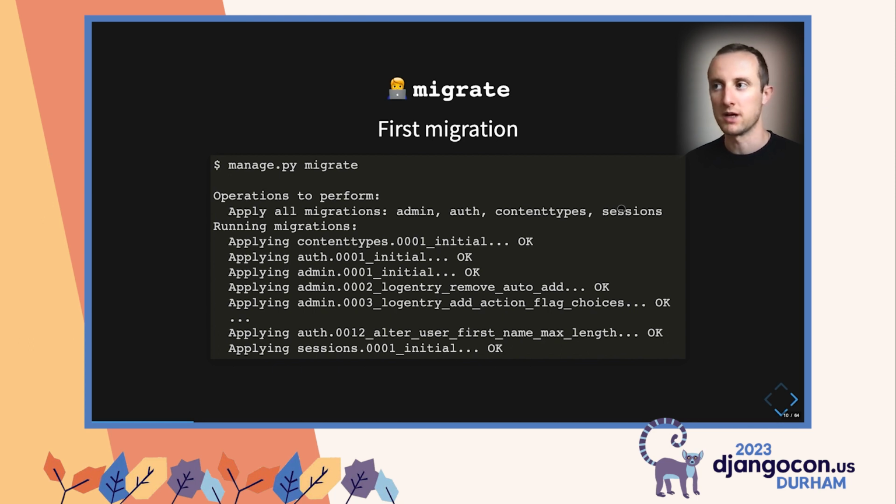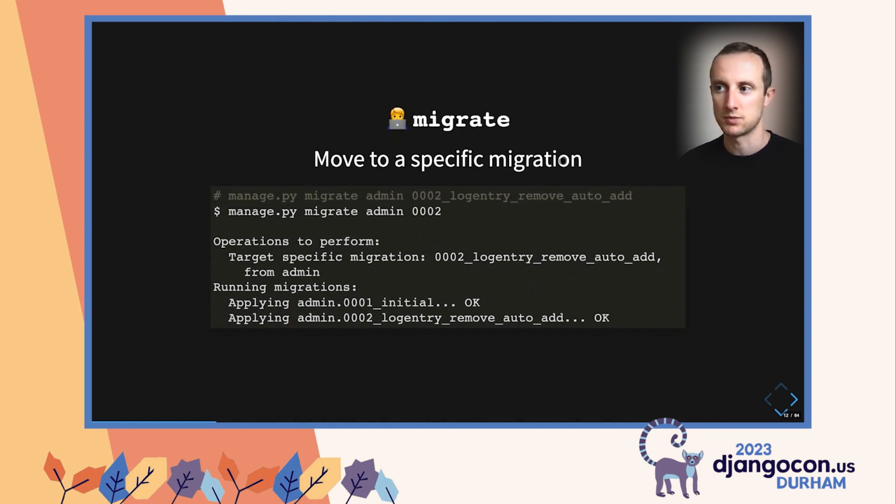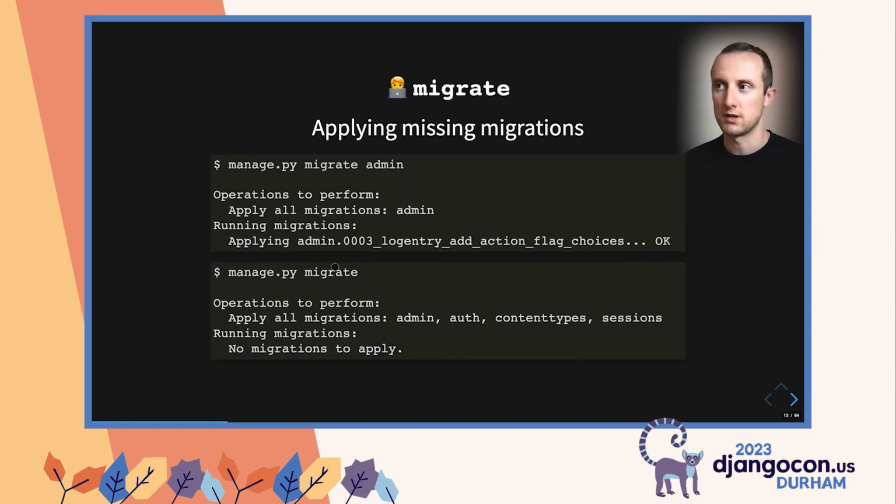We can also roll back migrations to the first one, also before the first one, using the zero parameter as migration name. All migrations will be undone. Then we can move to a specific migration like this, so specifying the application and the migration name. Or if we just want to update to the latest migration, we just need to run migrate admin in this case, and all admin migrations will be applied.